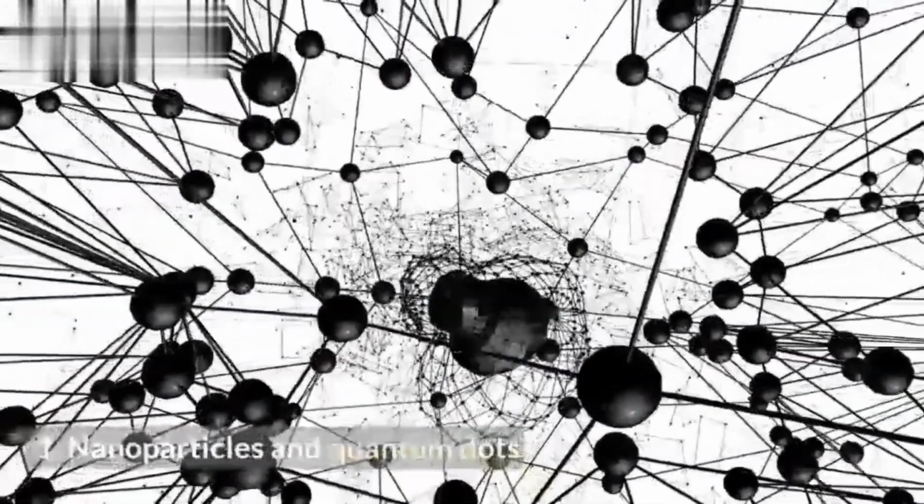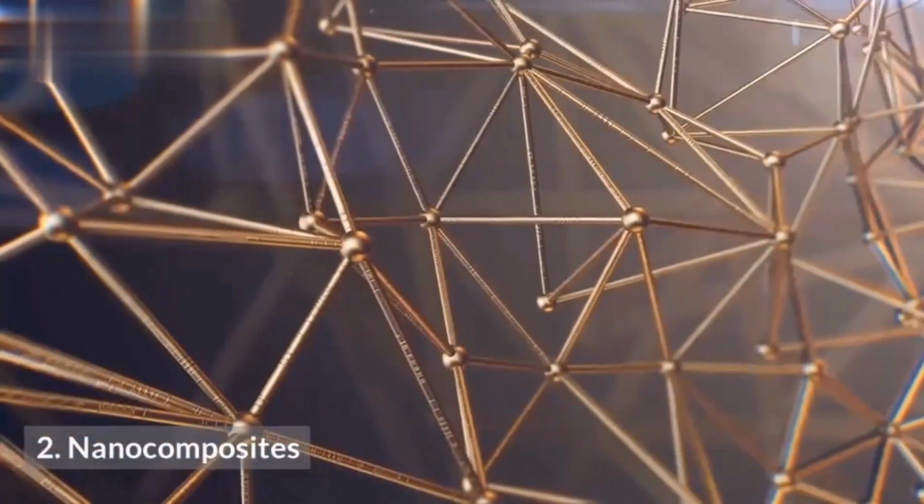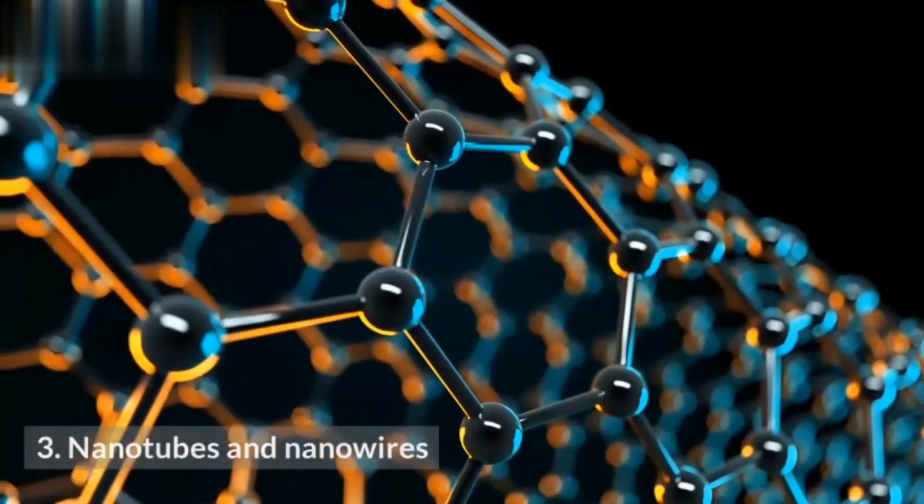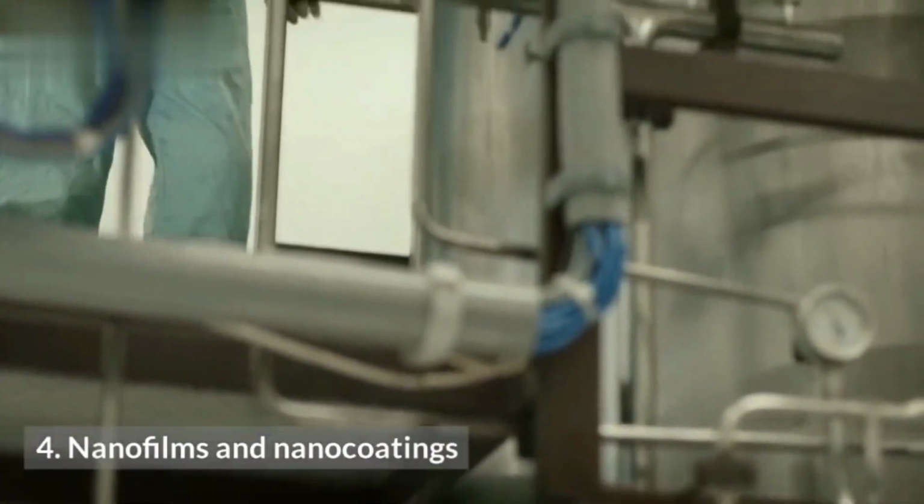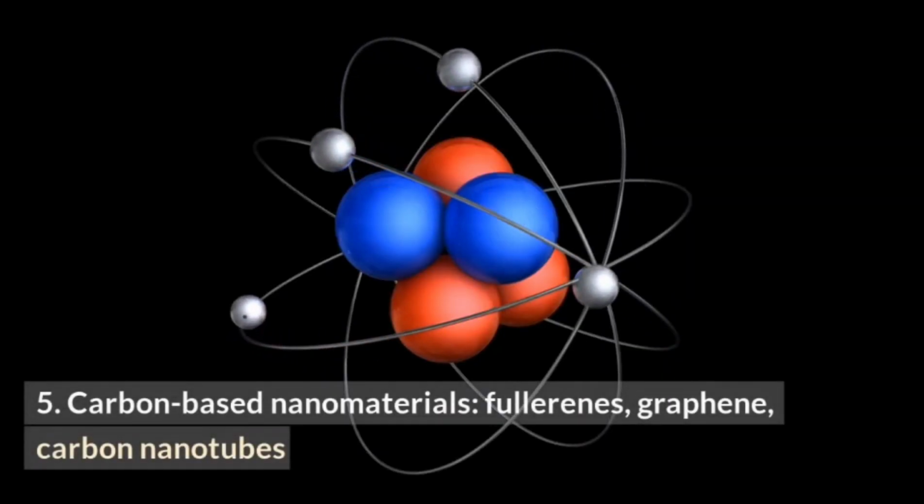Regarding the types, we'll discuss nanoparticles, quantum dots, nanocomposites and how they participate in applications, nanotubes, nanowires and how they are synthesized and applied, nanofilms and nanocoatings and how they are related to electronics, and also we will discuss carbon-based nanomaterials like fullerenes, graphene and carbon nanotubes.